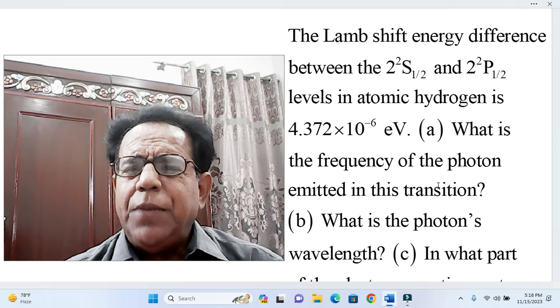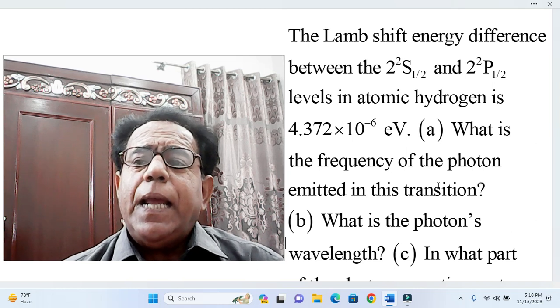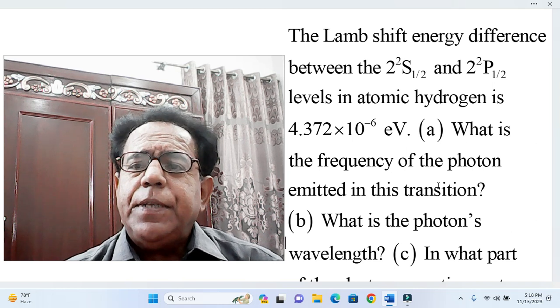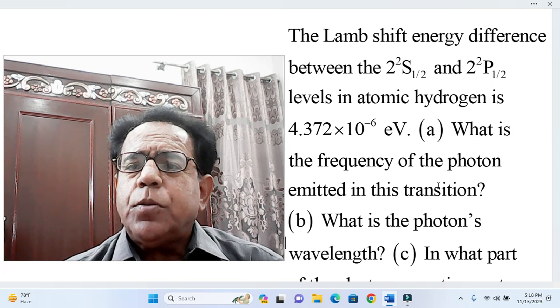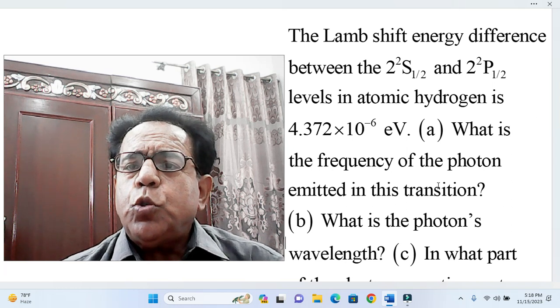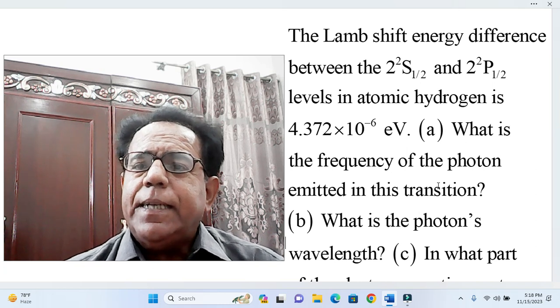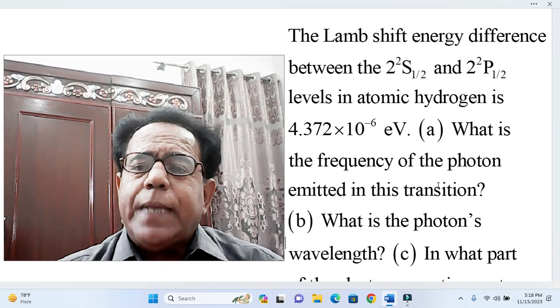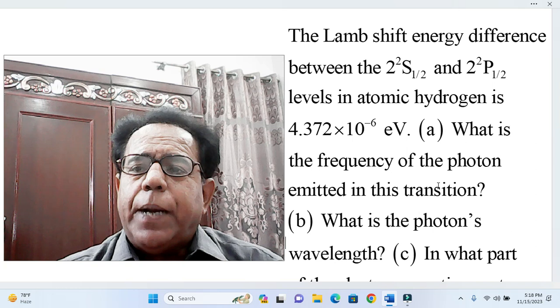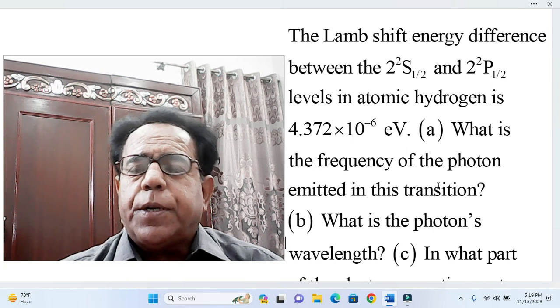The Lamb shift energy difference between the 2s half and 2p half levels in atomic hydrogen is 4.372 times 10 to the power minus 6 electron volt.